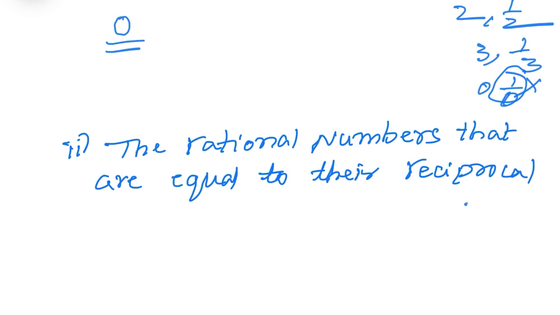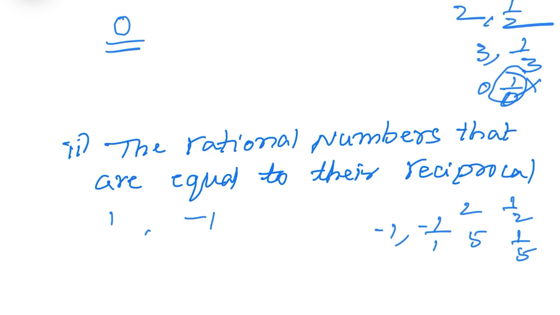For example, if you take 2, its reciprocal is 1 by 2. If you take 5, its reciprocal is 1 by 5. They cannot be equal. But 1, for example, if you take its reciprocal is 1 by 1, which is again 1. So 1 is such a number. Next, minus 1 is another one. The reciprocal of minus 1 is again 1 by minus 1 or minus 1 by 1. There you understand that 1 and minus 1 are the two rational numbers which are equal to their reciprocals.